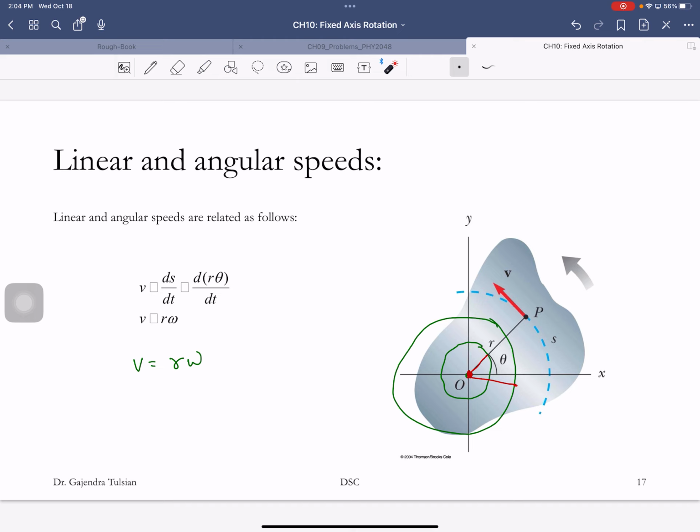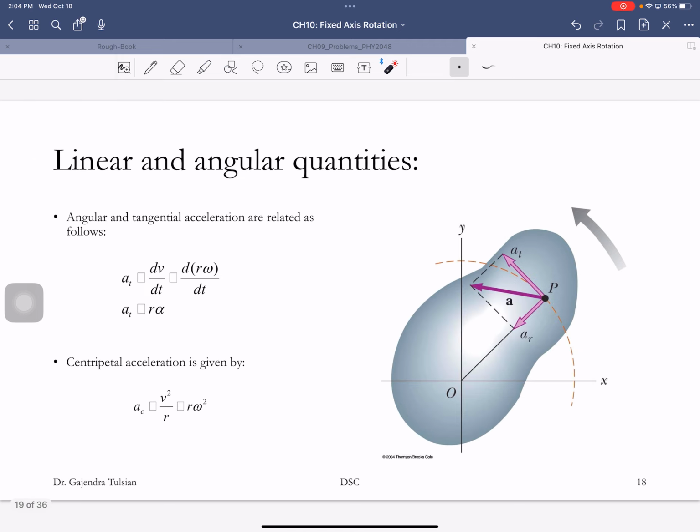So what we're doing is relating the linear speed of that point to the angular speed of this guy. V is r times omega. All right, so if this guy has angular acceleration, this guy will speed up, and the tangential acceleration is given by r alpha. Tangential acceleration is r times angular acceleration.